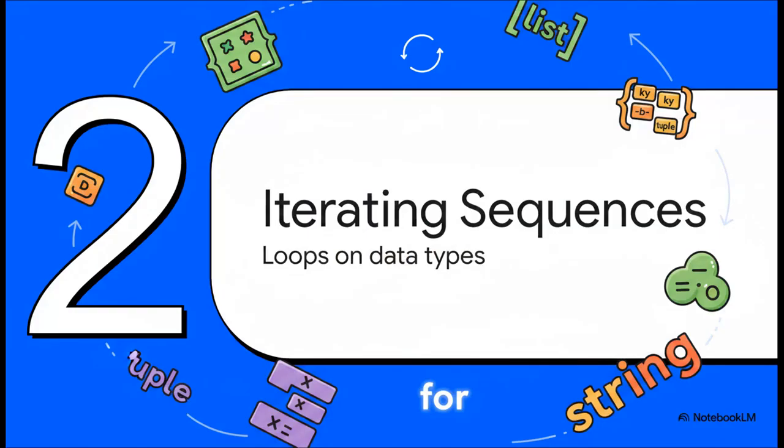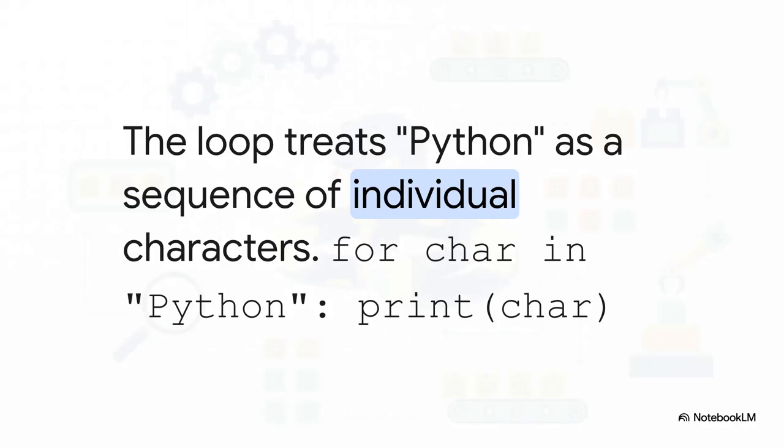Okay, so we've got the basic pattern down. The obvious next question is, what kind of lists or sequences can we even give this thing? Well, as you're about to see, the for loop is incredibly flexible and works on all the major Python data types you'll be using. Let's start with the easiest one, a string. When you give a for loop a string like Python, it just sees it as a sequence of characters. So it grabs the P, prints it, grabs the Y, prints it, and so on, all the way to the end. See? Super simple.